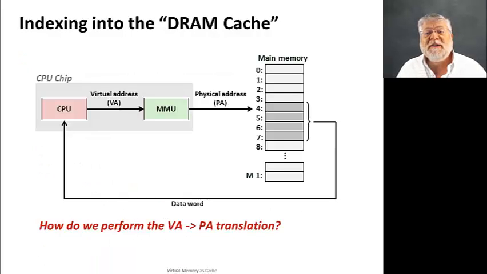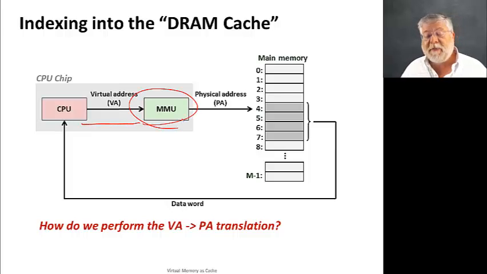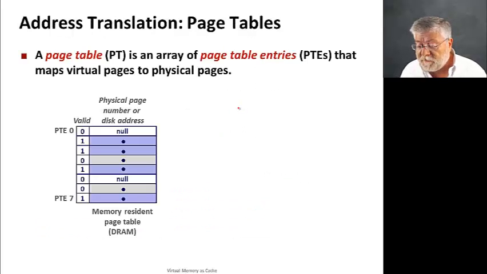Let's go back to our architecture diagram then of how we will implement this mapping. Remember, we said the CPU will be generating virtual addresses that will go through a mapping function in our memory management unit, which will find the corresponding physical address and then access the main memory. So how do we perform this virtual address to physical address translation? That's our next subtopic here.